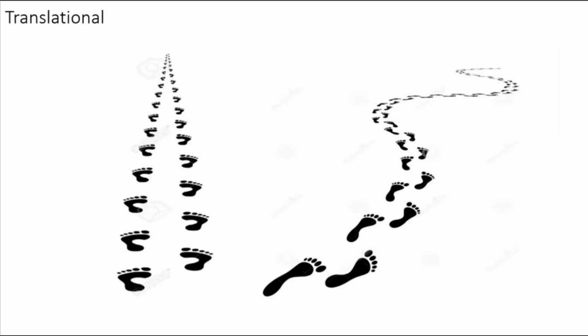So when we look at translational movement, what makes translational movement distinct from rotational is that there's a starting point, like here, and an end point. It doesn't mean that the path has to be straight. It can curve in a curvilinear fashion, but there's a distinct starting point and a distinct end point.